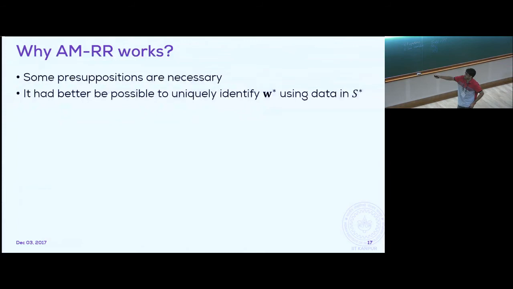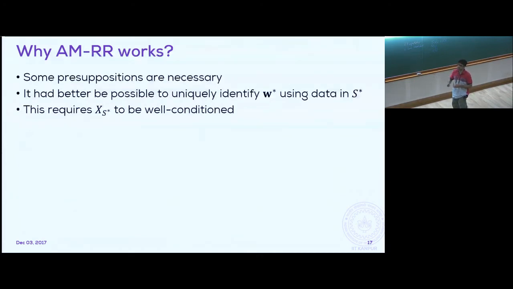So if magically someone came and gave me the clean set of points, it should be possible to use that clean set of points to uniquely identify W star, which basically means that, your high school linear algebra will tell you that this will happen if the covariates in the set S star constitute a well-conditioned linear system.